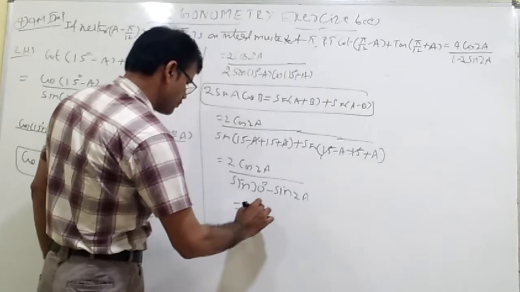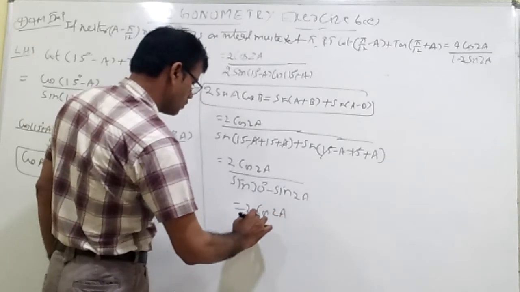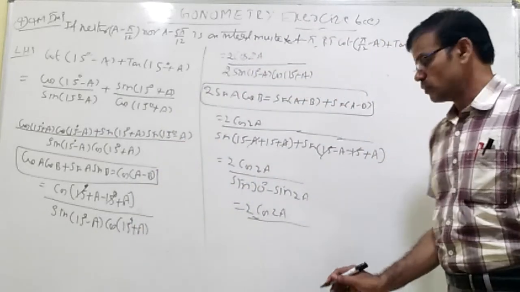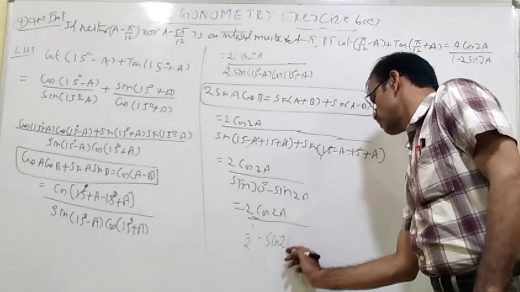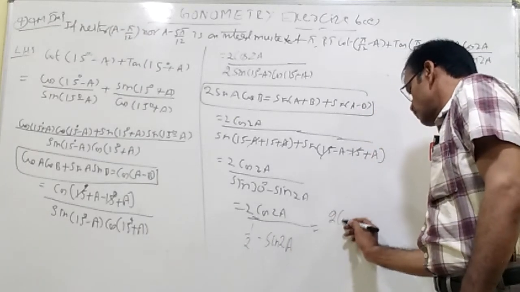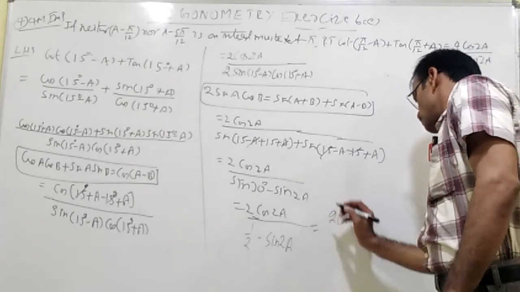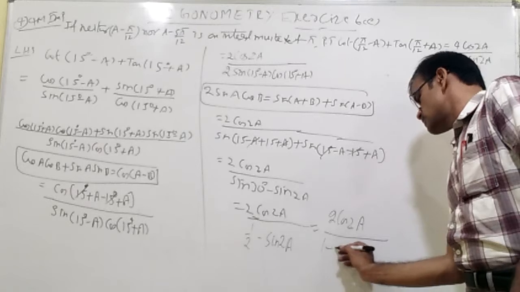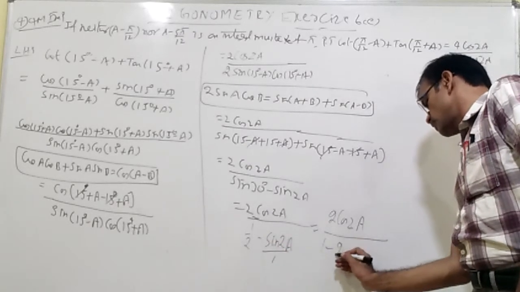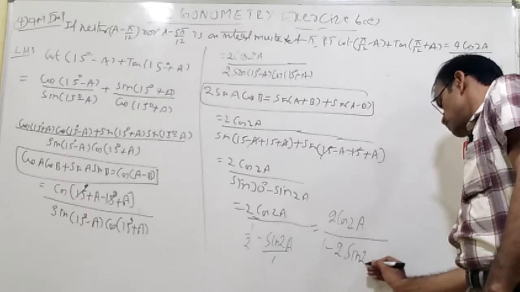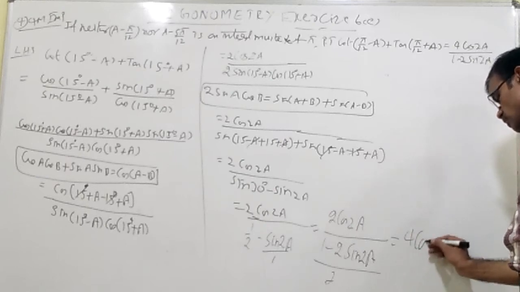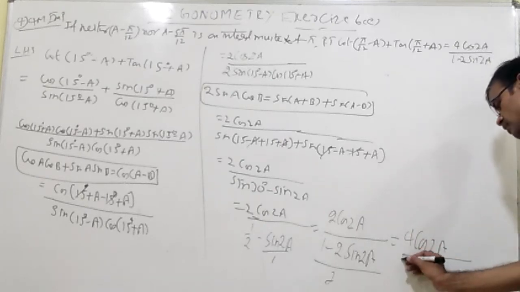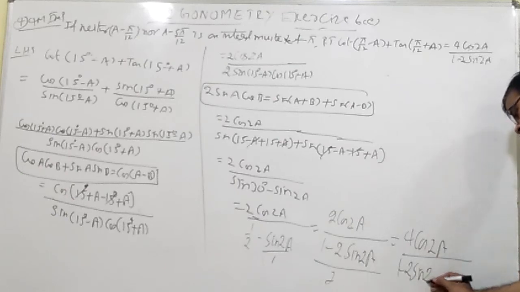That is equal to 2 cos 2a whole by sin 30 value, we know that it is 1 by 2, so 1 by 2 minus sin 2a. Now you can write here 2 cos 2a whole by, take an LCM, and you should write like this: 1 minus 2 sin 2a whole by 2. This 2 will go to the numerator. 2 twos are 4 cos 2a whole by 1 minus 2 sin 2a. This is the RHS of the given sum.